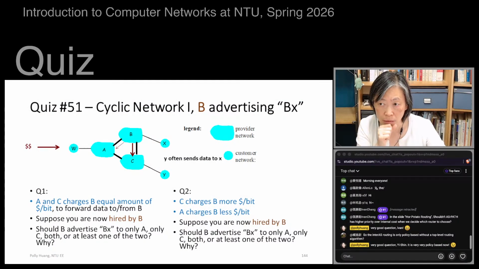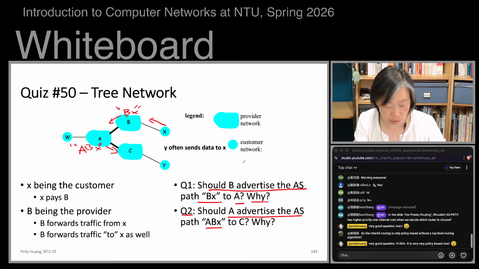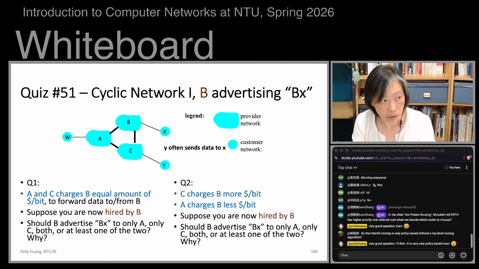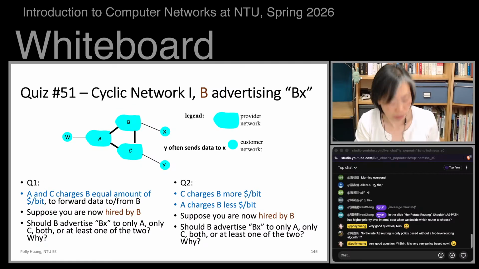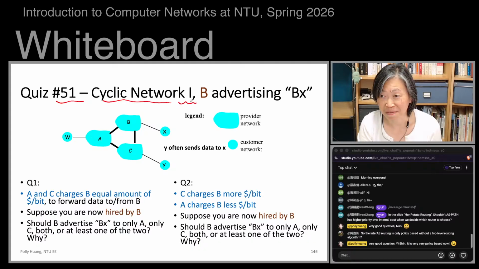Okay, now this time, it's no longer a tree, right? So you see complication. So let's go to the whiteboard. All right, so this is Q51. We now have a cyclic network, and this is cyclic network scenario 1. Okay, so there are 3 of these. All right, and B advertises BX out. So this is the presumption.